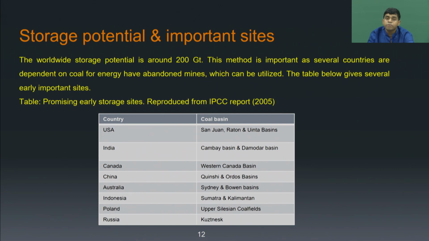Now worldwide, the potential of CO2 storage in coal is around 200 gigatons. For many countries, this is a very viable method of storage as they have many abandoned mine sites as well as deep unmineable coal seams that could be used for this method. The table below summarizes several important early sites that were summarized by IPCC in 2005. India in particular had Cambay Basin and Damodar Basin as important sites for storage.